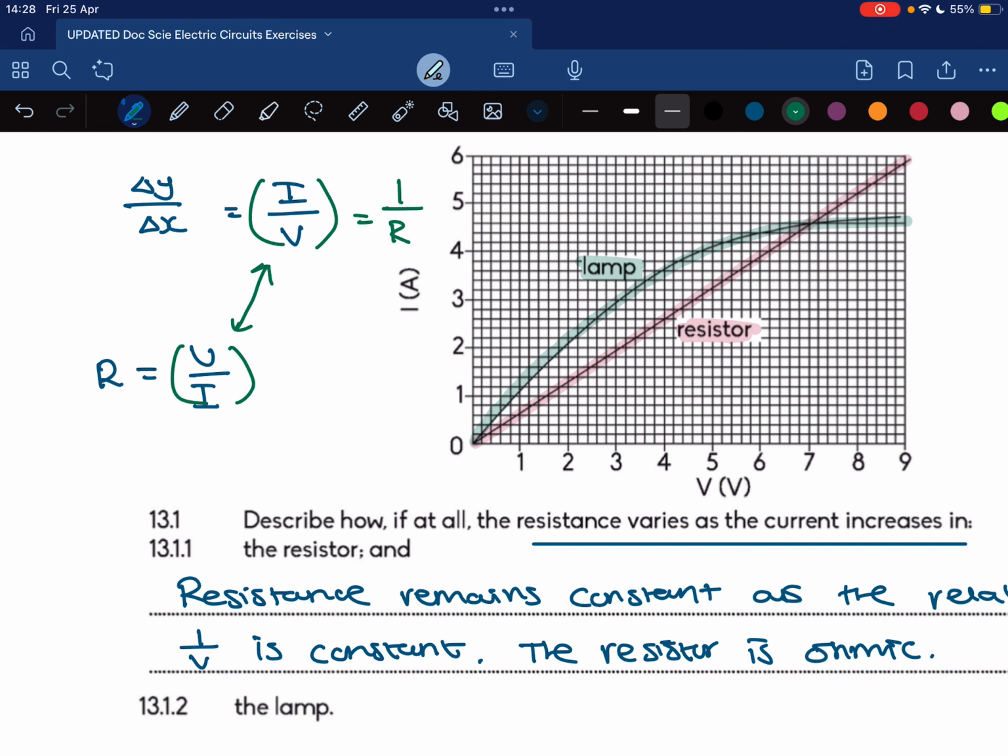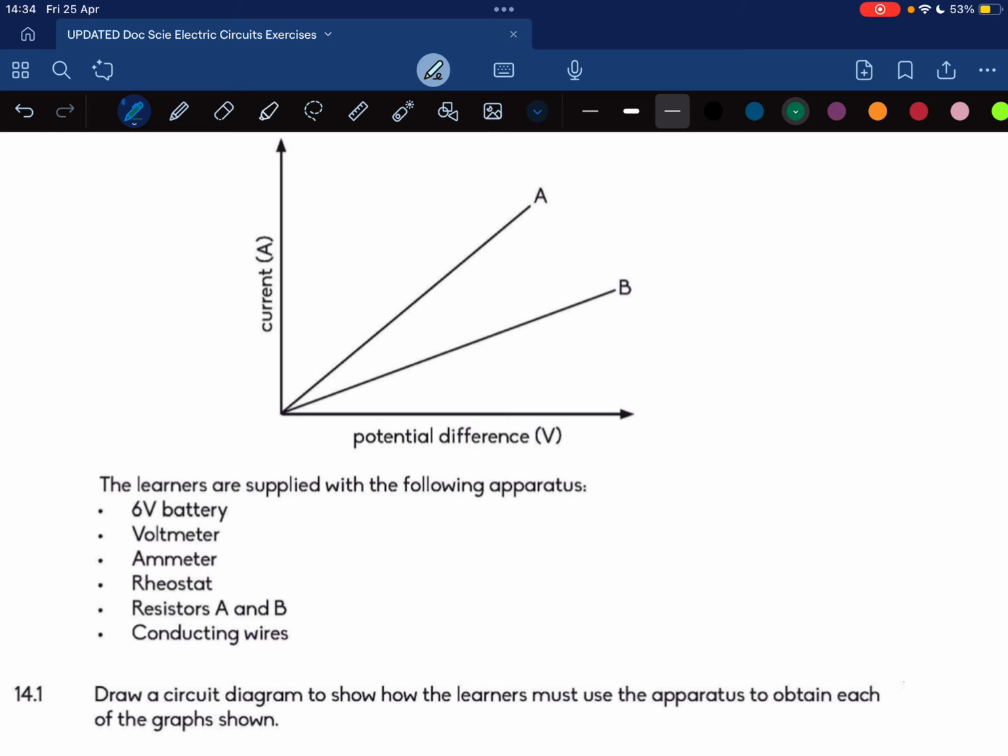Okay, next it says learners use Ohm's law to determine which one of the two resistors, A or B, has the greater resistance. For each resistor, they measure the current through the resistor for different potential differences across its ends. The graph below shows the results obtained in the investigation. Okay, so it says the learners are supplied with the following apparatus: 6-volt battery, voltmeter, ammeter, rheostat.